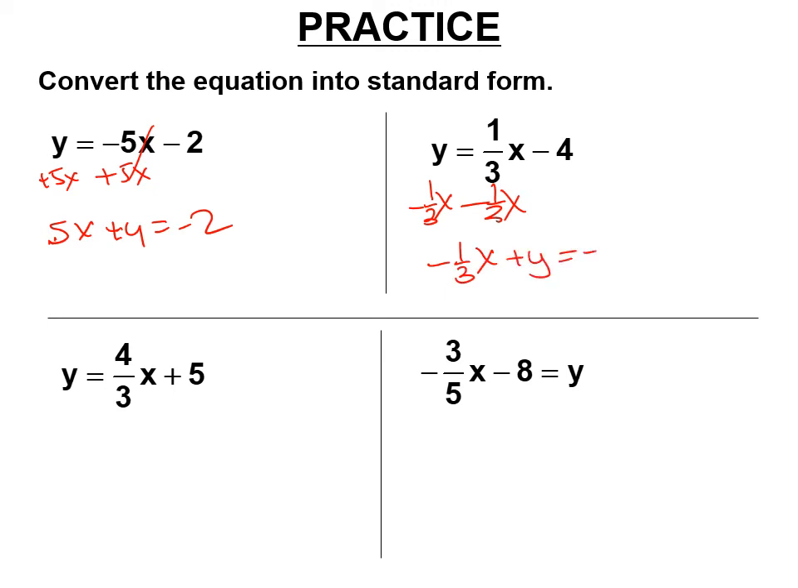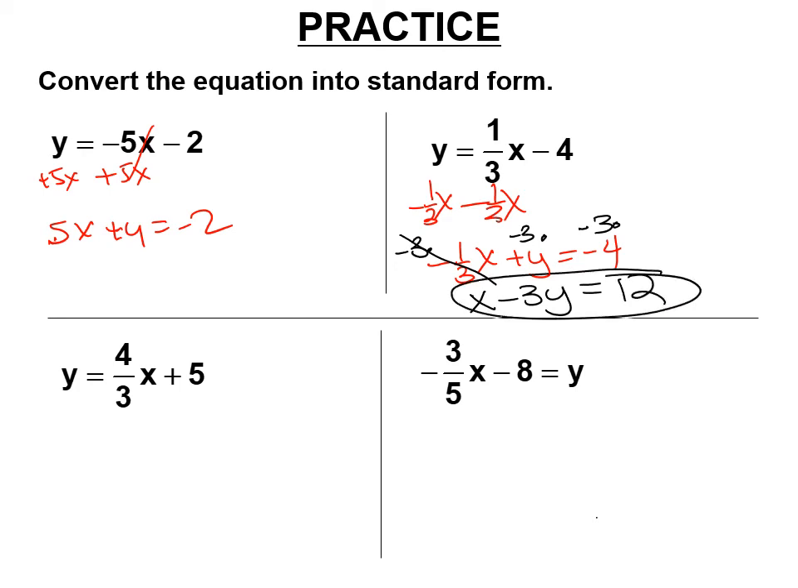All right, so I've got both a fraction and a negative there. So let's get rid of both of them by multiplying by -3. That all cancels, becomes x. X minus 3y equals +12.